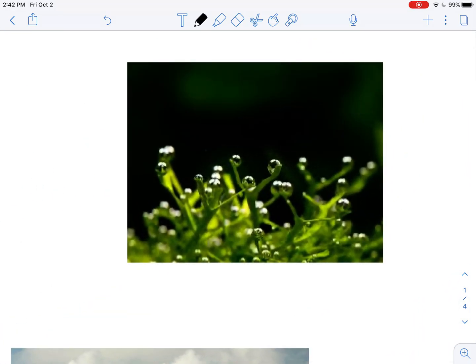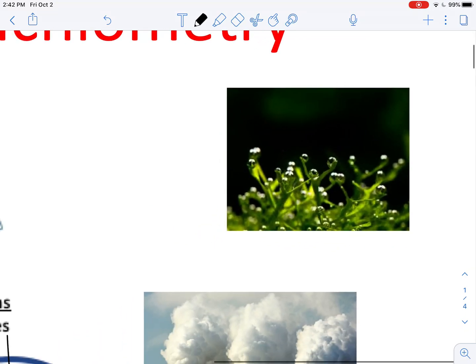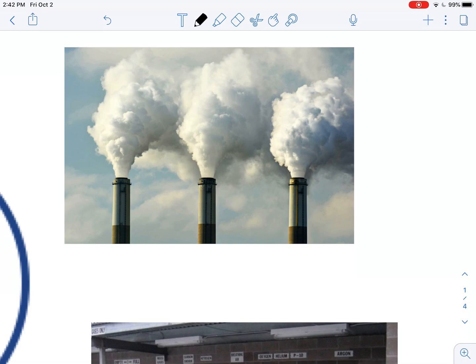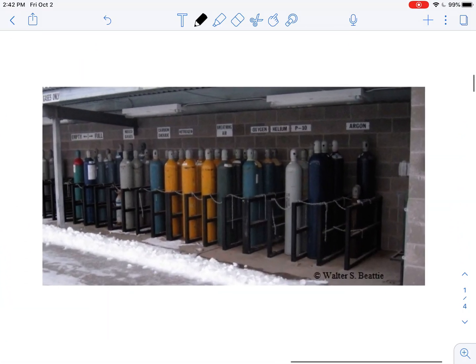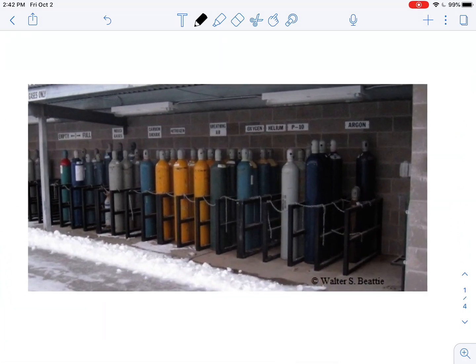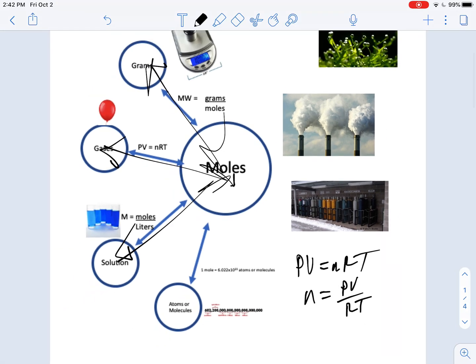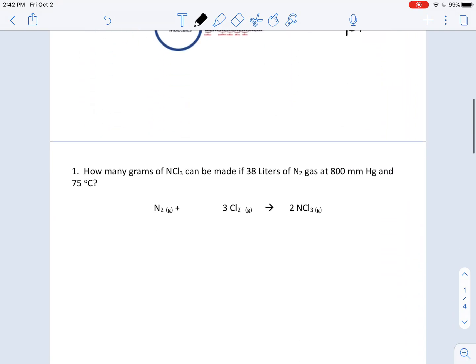So whether you're talking about the oxygen that's coming off of a plant that is producing it, or the waste gases coming off of a smokestack, or pressurized gases in those tanks that you see, we know how to get moles because we know our equation is PV equals nRT, or n is going to be equal to PV over RT, assuming that we want that. I shouldn't have to go through this equation. We've done a bunch of experiments with this already.